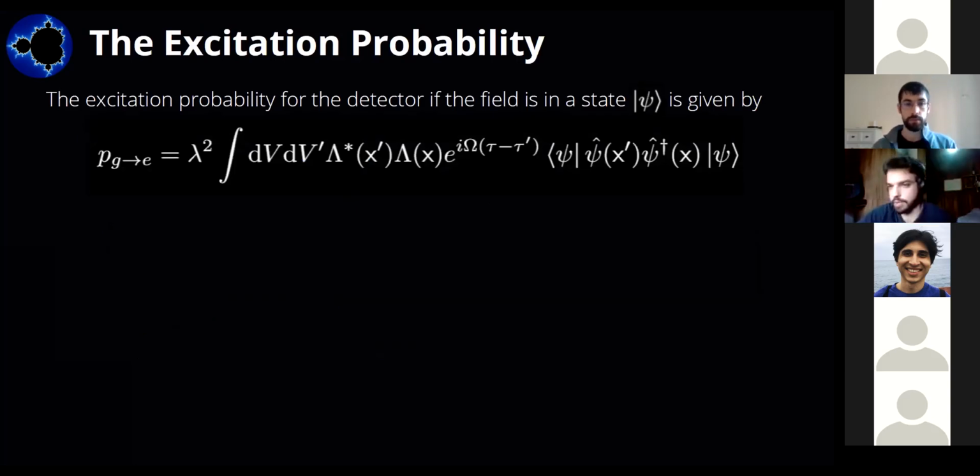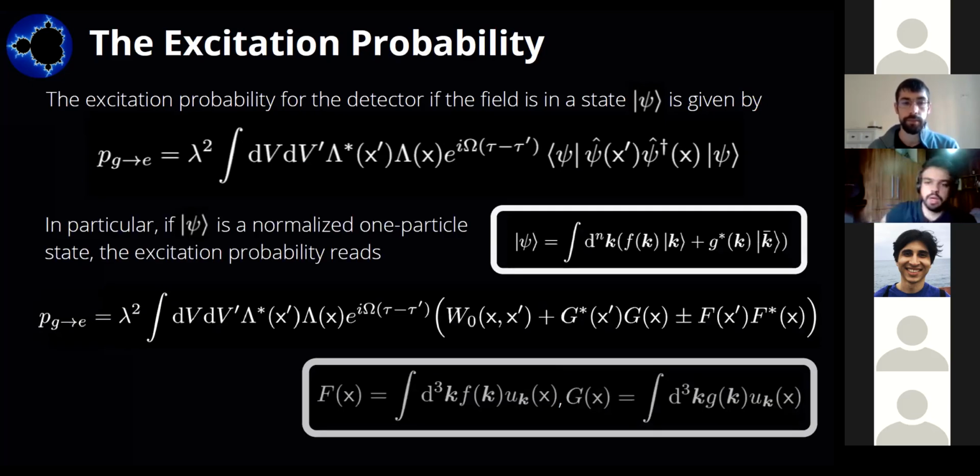But also, nothing prevents us from going back to the UDW model and allowing this space-time smearing function to be complex. Then the excitation probability for the field in a given state psi will once again be given by the Fourier transform of the Wightman function at that state, smeared by the space-time smearing functions lambda, evaluated at omega, this Fourier transform with respect to the proper time of the detector.